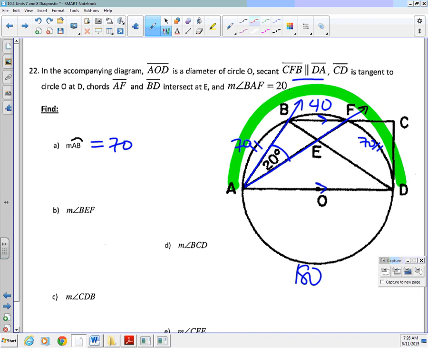Okay, angle BEF. Angle BEF is an inside angle. So I'm going to look and say, okay, I have this angle and its vertical guy. The first guy is looking at the 40-degree arc. The other angle is looking at the 180-degree arc. So this guy is 180 plus 40 divided by 2, which is 220 over 2, which is 110.